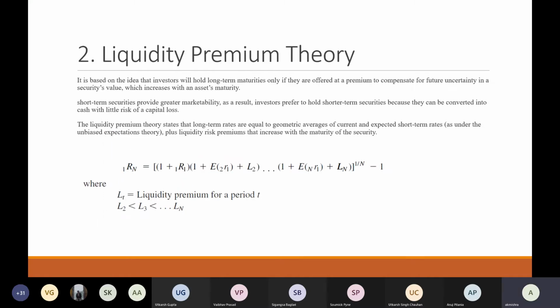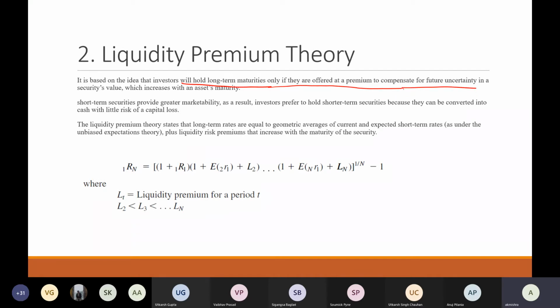Okay, so we will move forward. So this is liquidity premium theory. Even when we compare liquidity premium theory and unbiased expectation theory, you may find a similar kind of extension of expectation theory. This theory suggests that investors will hold long-term maturity only if they are offered a premium to compensate for future uncertainty.